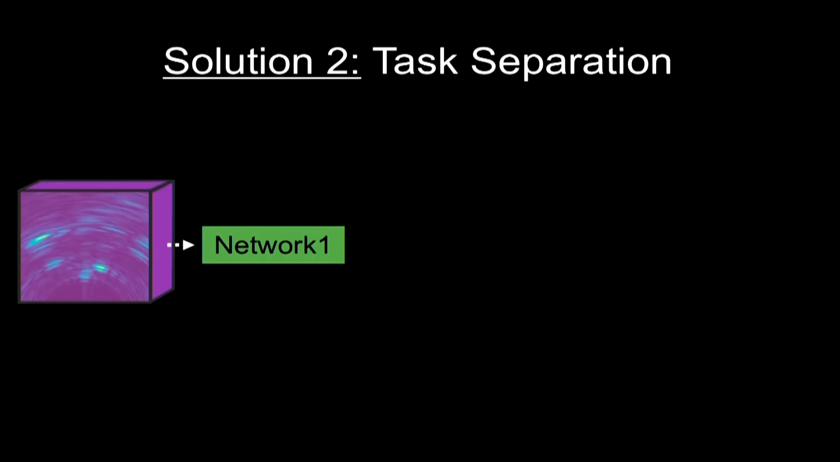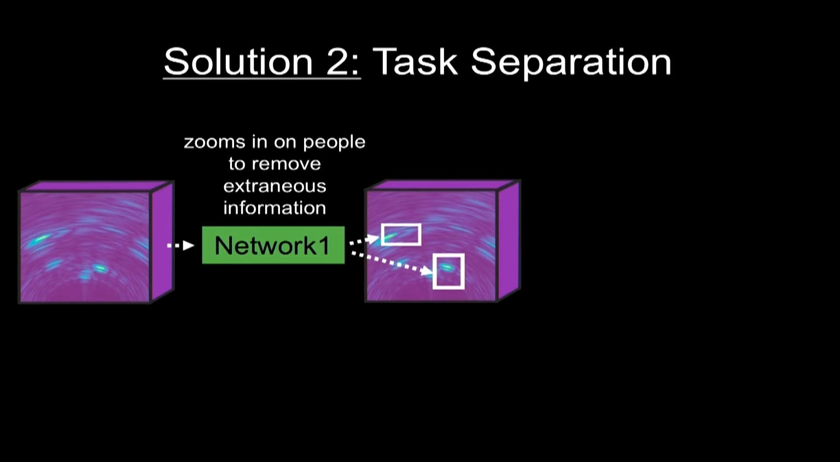Our solution is task separation. Instead of asking the neural network to do everything in one shot, let's separate the task and have the neural network do things in 2 steps. We can first have a neural network whose job is to zoom in on different people, removing everything else. So this first neural network just needs to output boxes centered around each person in the environment. Then the second neural network just needs to take those boxes and zoom in on them to extract a human skeleton.